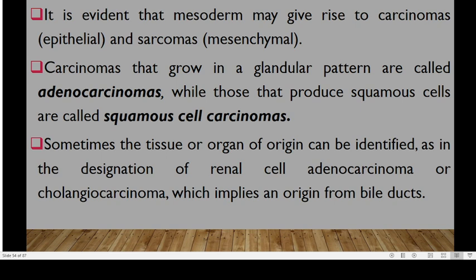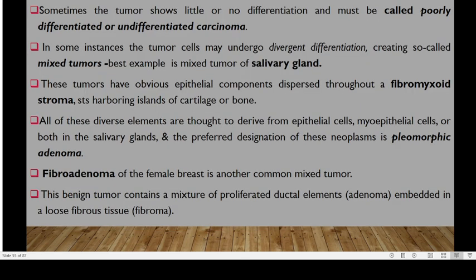Okay? Correct. So sometimes the tissue or the organ of origin can be identified in the designation, such as renal cell adenocarcinoma or cholangiocarcinoma, which implies an origin in the bile duct. Sometimes the tumor shows little or no differentiation and must be called poorly differentiated or undifferentiated carcinomas. For instance, tumor cells may undergo divergent differentiation, creating so-called mixed tumors. The best example of a mixed tumor is the salivary gland tumor.